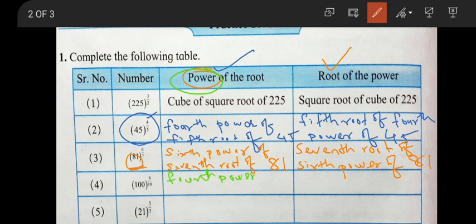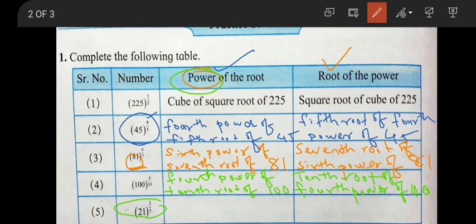power of, what is the root? 10. So 10th root of 100. In the same way, root first. So 10th root of fourth power of 100. This is 100. Okay, in the same way, you can do this fifth one.